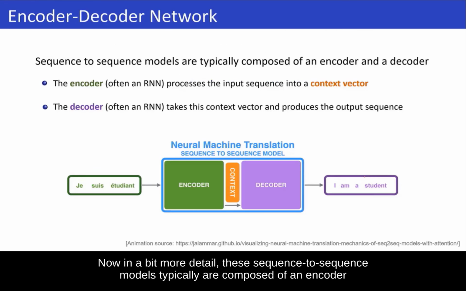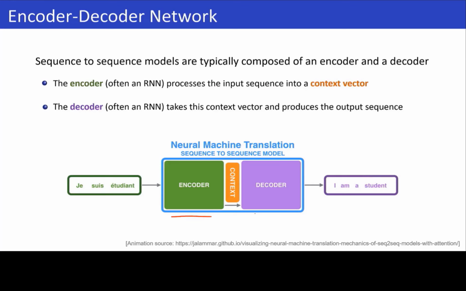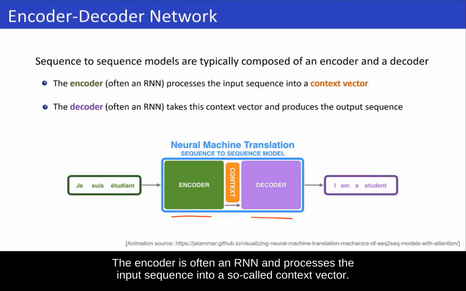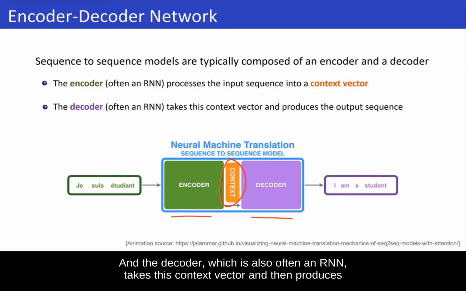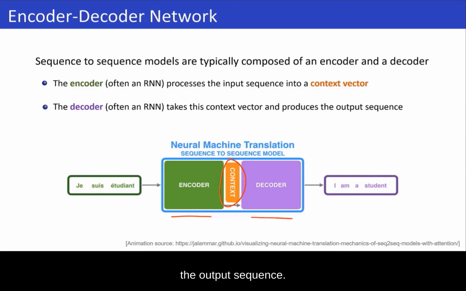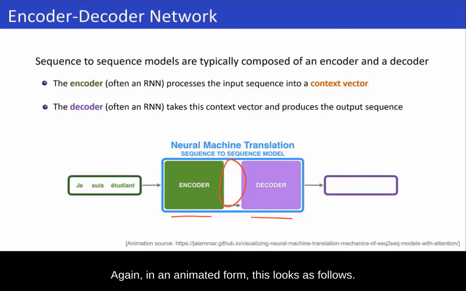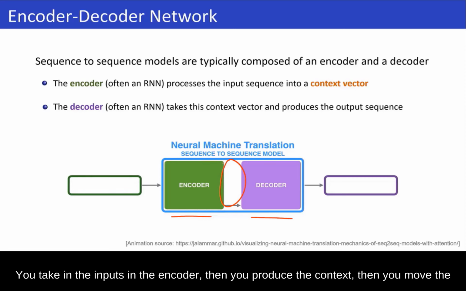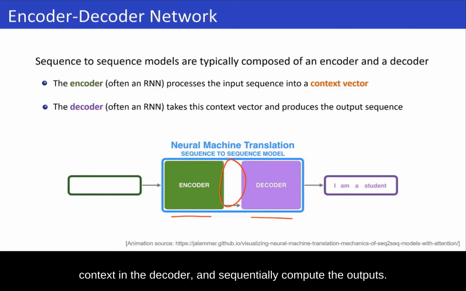In a bit more detail, these sequence-to-sequence models typically are composed of an encoder and a decoder. The encoder is often an RNN and processes the input sequence into a so-called context vector. And the decoder, which is also often an RNN, takes this context vector and then produces the output sequence. Again, in an animated form, this looks as follows. You take in the inputs in the encoder, then you produce the context, then you move the context into the decoder, and sequentially compute the outputs.